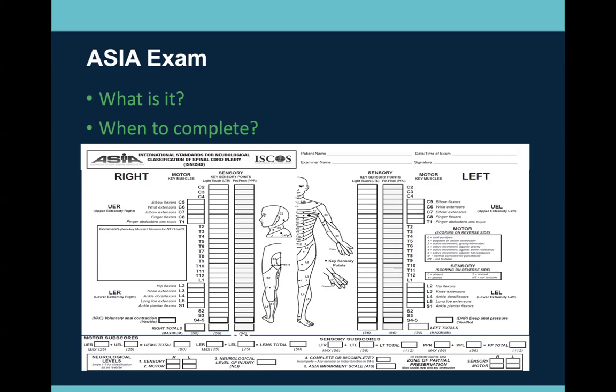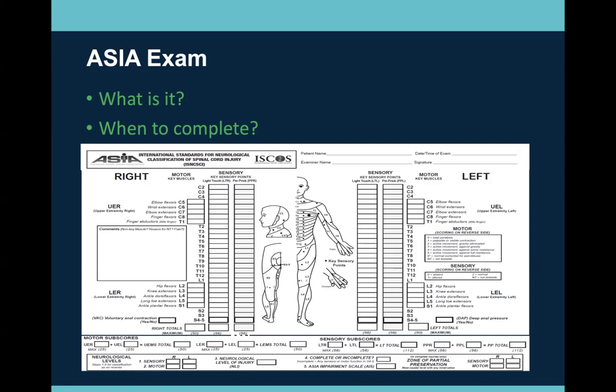And that's kind of the idea of getting an ASIA exam done very quick: you want to establish what their neurological baseline is. The ASIA exam basically allows us to have a universal language that everyone can use to communicate how we establish that baseline. So you want to get the first one done usually 24 to 48 hours in the acute care setting, or whenever they're out of spinal shock.